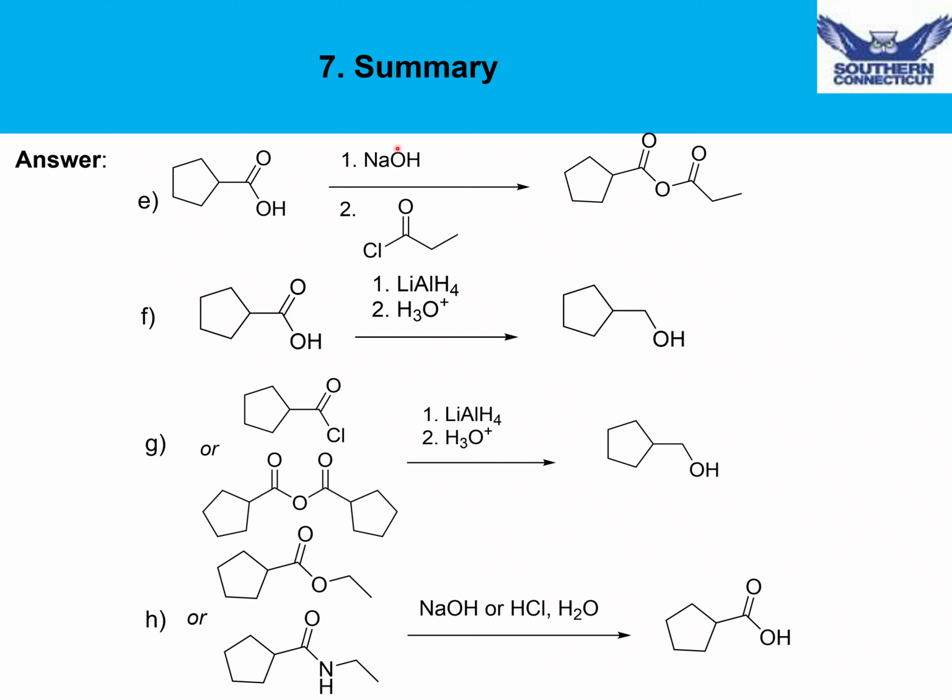If we add sodium hydroxide to a carboxylic acid, it should deprotonate it, making it a better nucleophile, which should then attack the carbon with the halogen leaving group to make an anhydride. If we add lithium aluminum hydride to a carboxylic acid, we should get a primary alcohol. Lithium aluminum hydride will reduce an acid chloride or an anhydride into a primary alcohol as well.